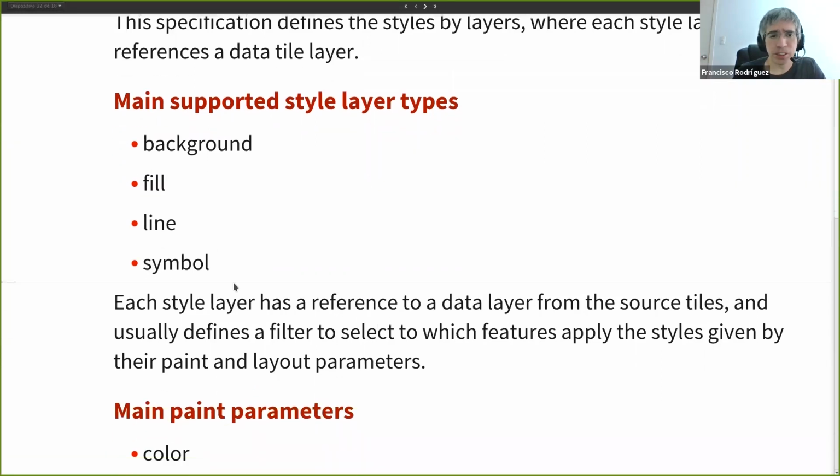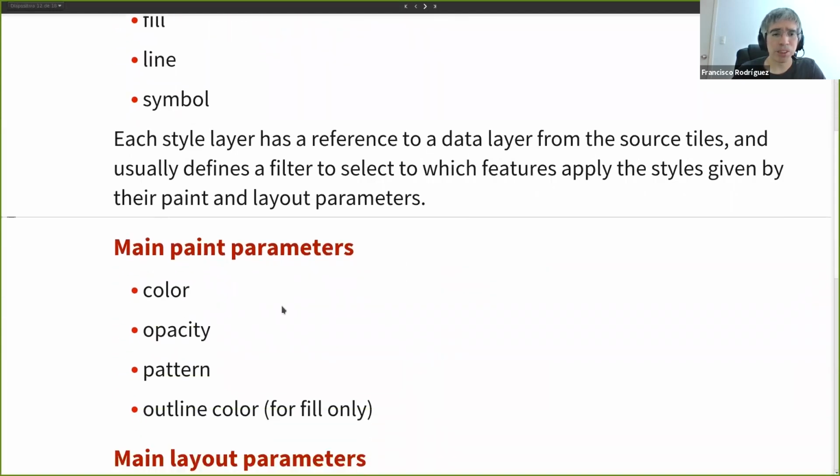As I said, in general, each of these layers may refer to a source layer. And each one will define some filters, with the key values to pick up which elements from each source layer are going to be applied in the map, and which will use some parameters of paint and layout. By paint parameters, we mean, for example, to choose which color, opacity, if there is a pattern, if there is some outline color for the fill case, for example.